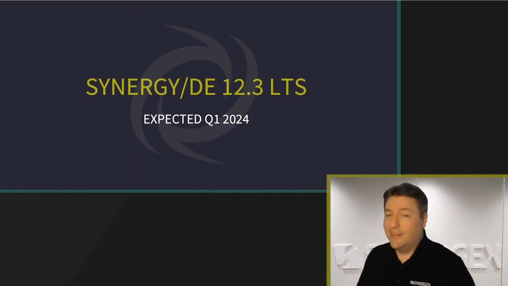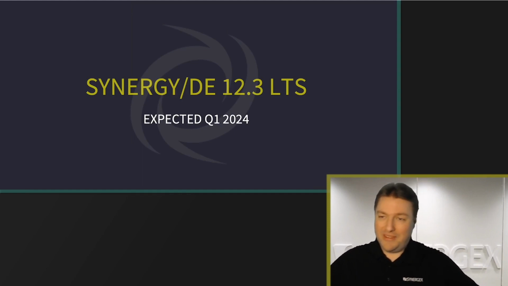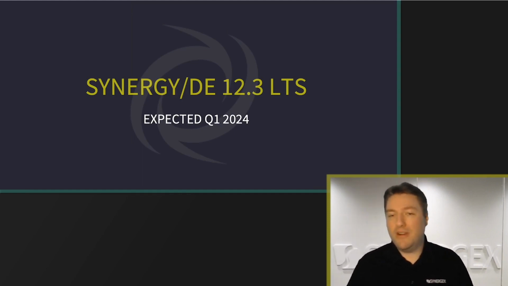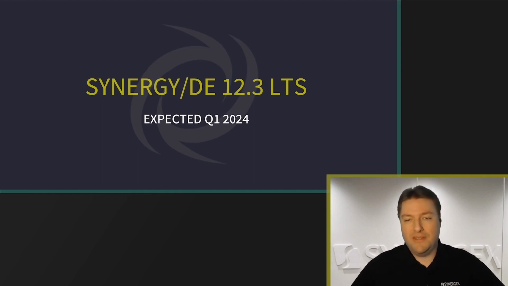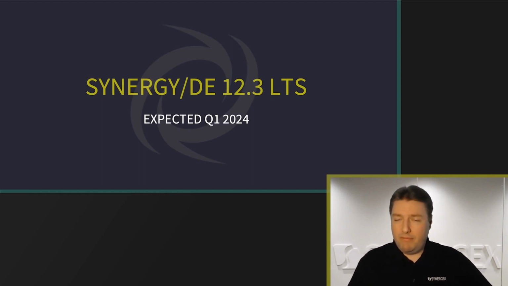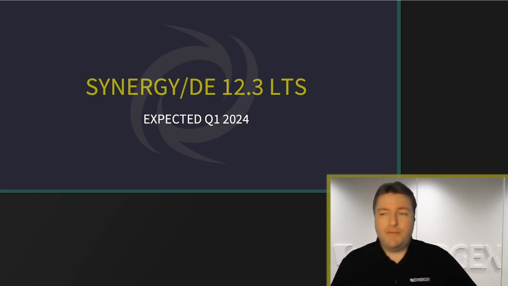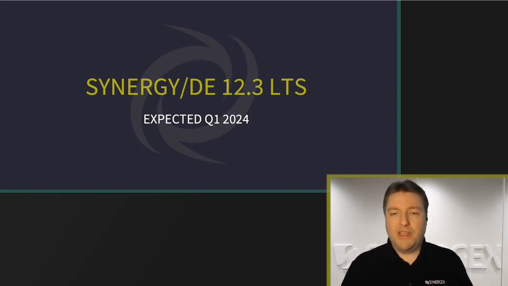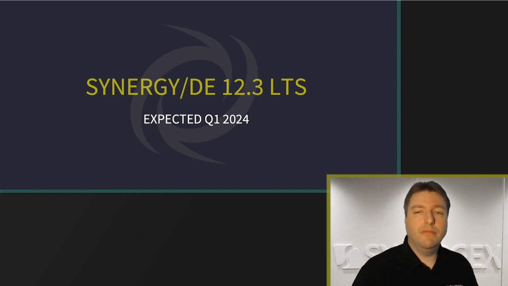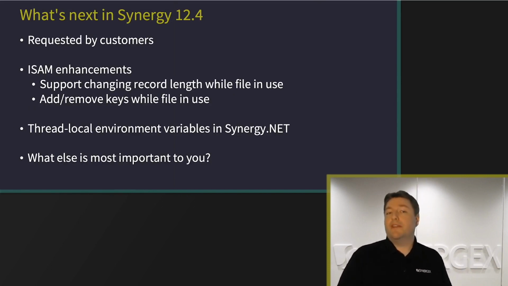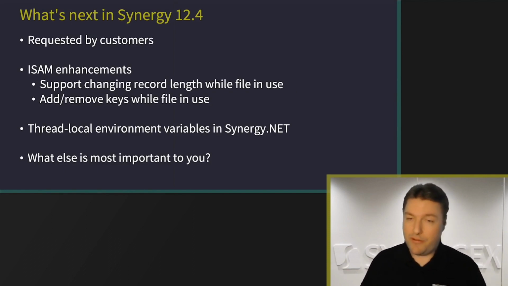Of course, all of these 12.2 versions lead us up to the next LTS release. I'm pleased to announce that we're targeting a late Q1 of 24 for our 12.3 LTS release. Between now and then, our goal is to keep the product as stable as possible. If you find issues in 12.2, please get them reported so we can make this an even better release. But we're not stopping there. After 12.3 goes out, we can start working on 12.4 features.